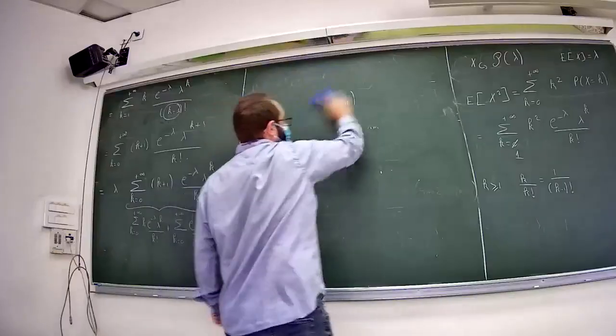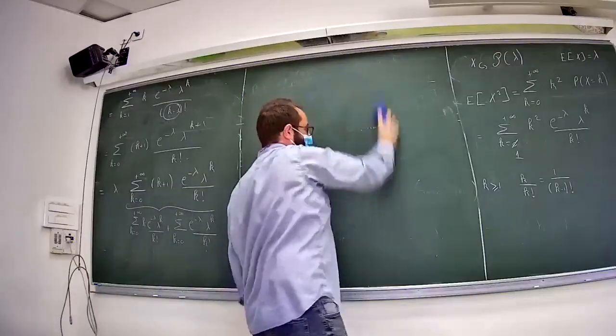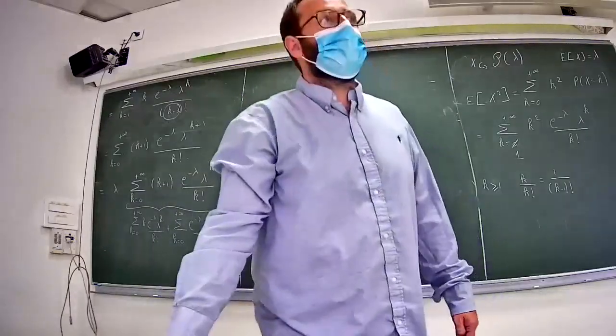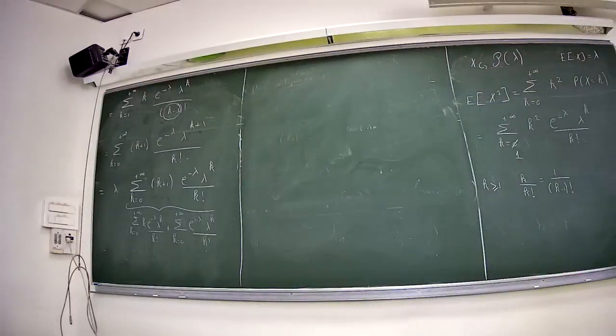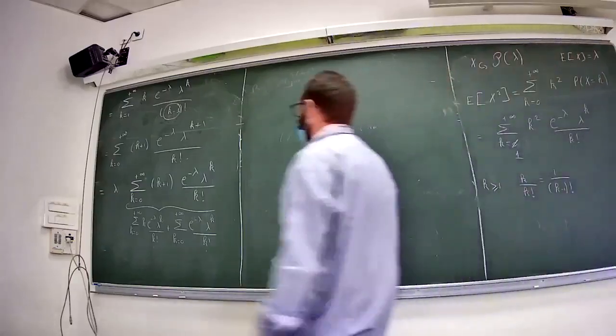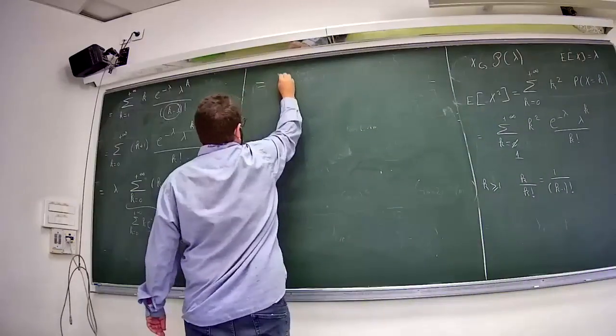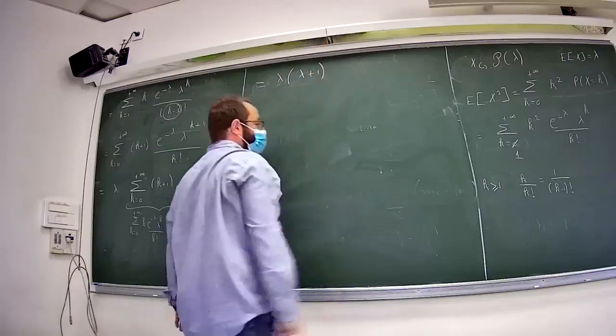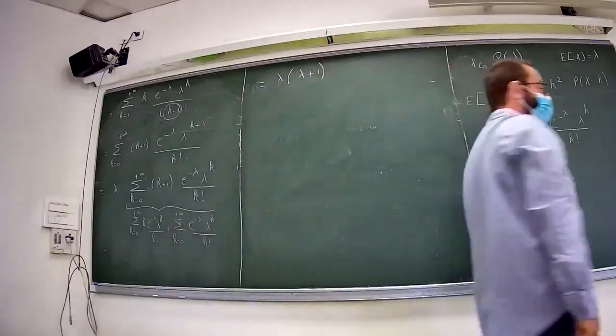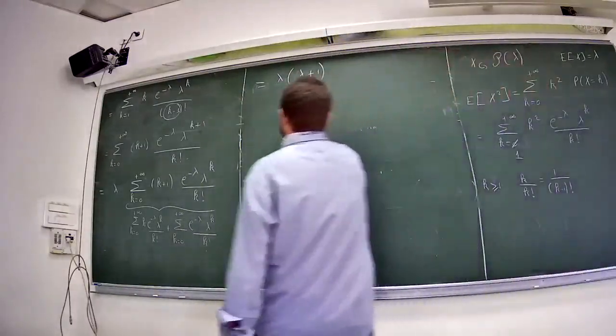The first sum has already been computed because it's just the expectation of my Poisson. The second one is just equal to 1, because it's the sum over the possible values of the probability mass function. So I have lambda times lambda plus 1. And now, what is the variance?